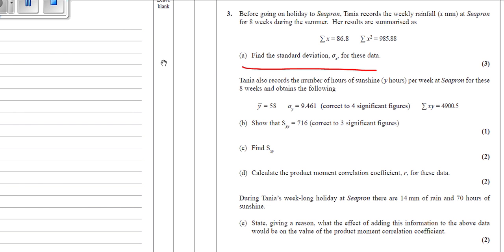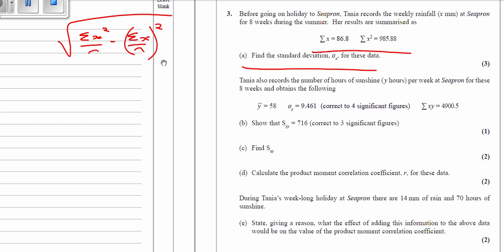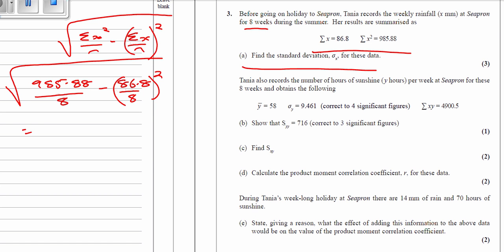So standard deviation, the way we work that out is we do the sum of x squared over n minus sum of x over n, because this here, sum of x over n, is the mean, and we're going to square that. So if we substitute those values in, that's going to be 985.88 divided by 8, because n is 8 in this case, minus 86.8 over 8 squared, and we square root that. So we're all into your calculator into three significant figures, you should get 2.35.